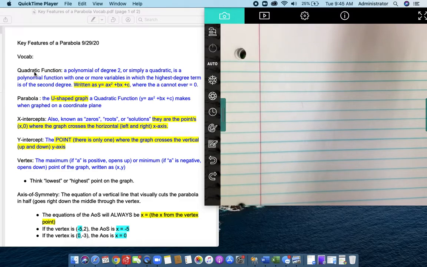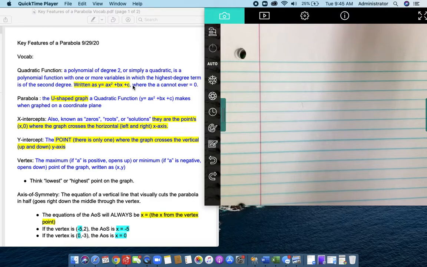So a quadratic function is a polynomial of degree 2, or simply a quadratic. It's a polynomial function that has one or more variables in which the highest degree term is of the second degree. So the highest exponent is what we're referring to, and its value is 2. So when the highest exponent of x is 2, it is known as a quadratic function.